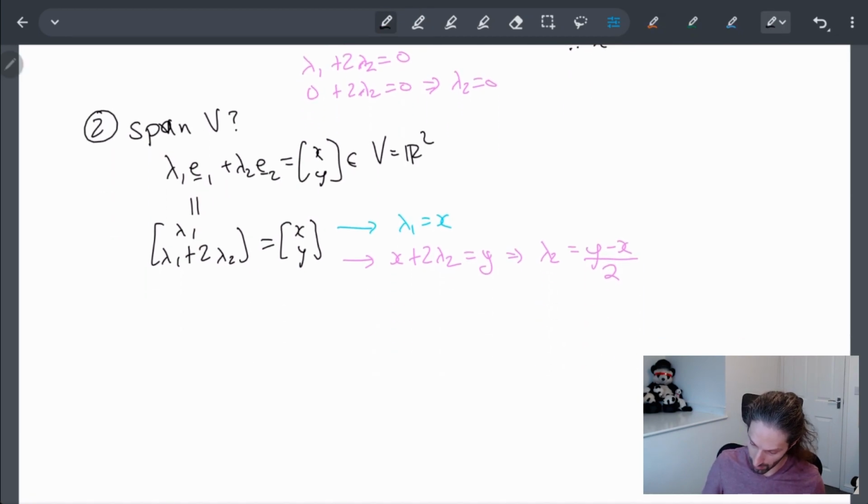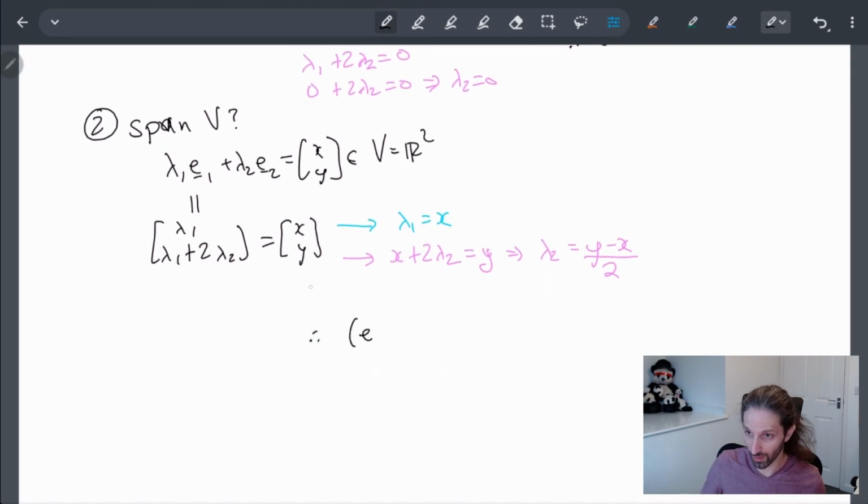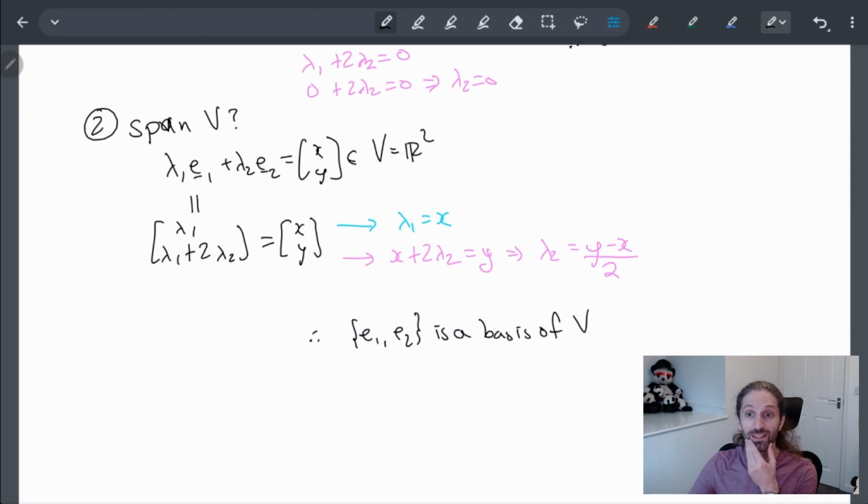And therefore E1, E2 is a basis of V. That's nice.